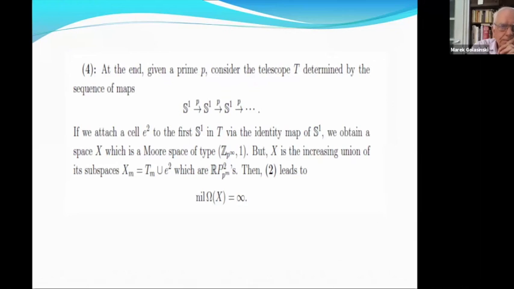Now consider, given a prime p, the telescope determined by a sequence of spheres, I mean circles, where p means a map from a circle to a circle of degree p. And now we attach a cell e2 to the first S1 in T via the identity map. Then we obtain a space, a Moore space of type Z_p infinity, 1.